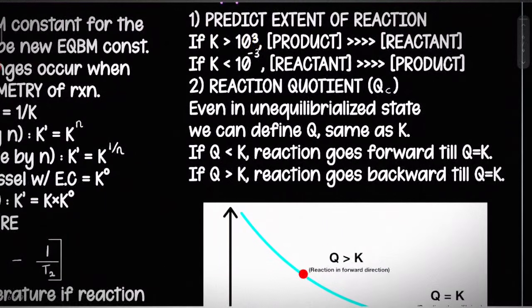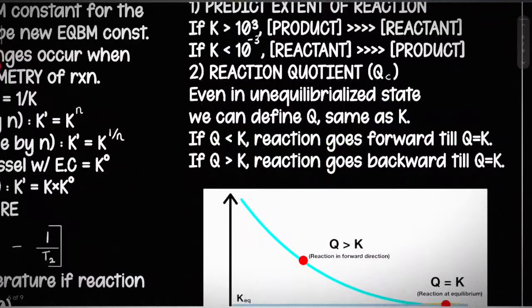Basically, what happens is that if Q is less than K, the reaction still has to go forward till Q is equal to K. You see where I'm going with this? If Q is greater than K, the reaction goes backward till Q is equal to K. Equilibrium is the state in which the solution has the least amount of energy.